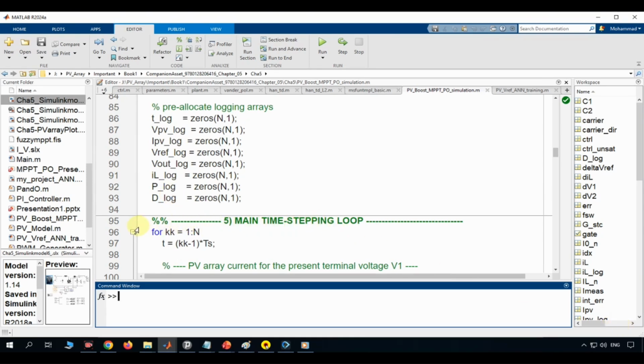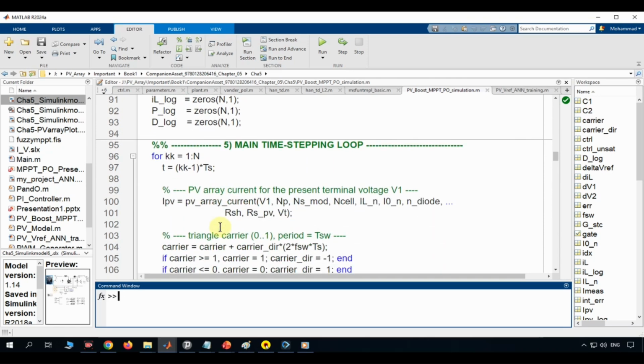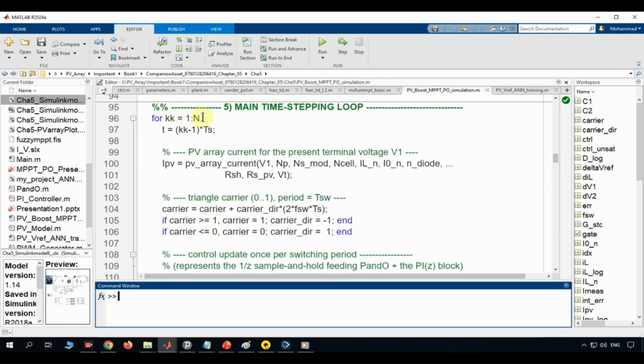Section 5 is the heart of this entire script. Let's break down this for loop which runs from 1 microsecond up to the full simulation time. At the very beginning of each time step, we compute the actual PV output current using the built-in helper function PV_array_current. This current output depends on the present PV terminal voltage V1.